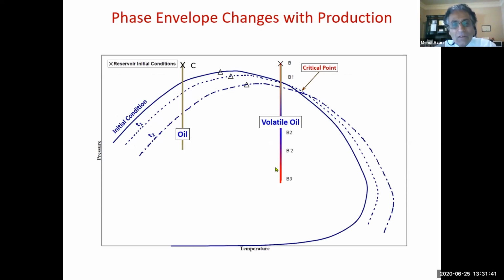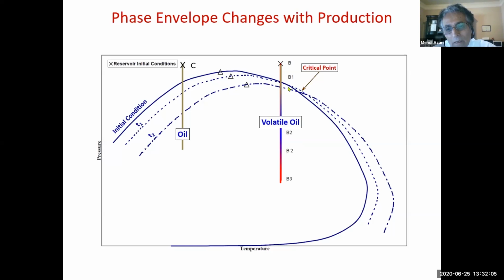Okay. Now the other thing that you've got to know is the phase envelope changes with production. So now I have 3 different phase diagrams here. This is the initial condition. After time 1, after time 2, things will change. All right. So don't think that once you have the same thing, it's going to stay the same. The phase envelope will change with time. Not only that, but also the critical point will change.